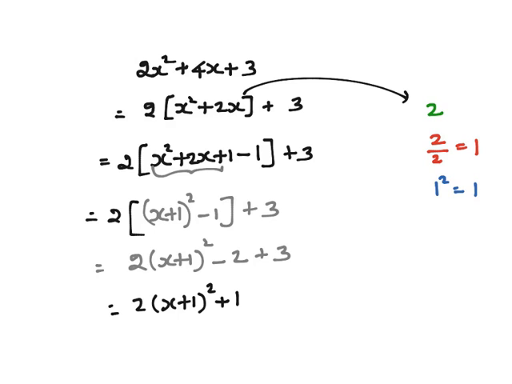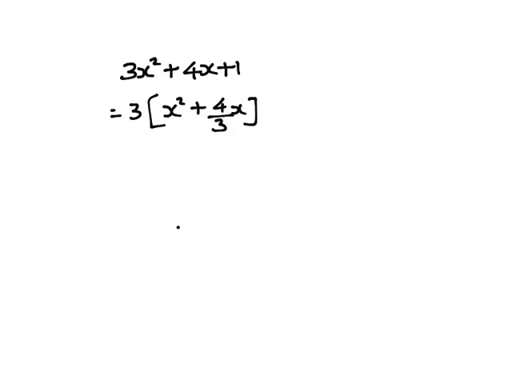Let me give you another example. Let's say, for example, 3x squared plus 4x plus 1. This is slightly complicated, but not a problem. I'll take 3 common. So if I take 3 common, I'll get x squared plus 4 upon 3 x. So I will not disturb the constant term. I'll keep it outside.